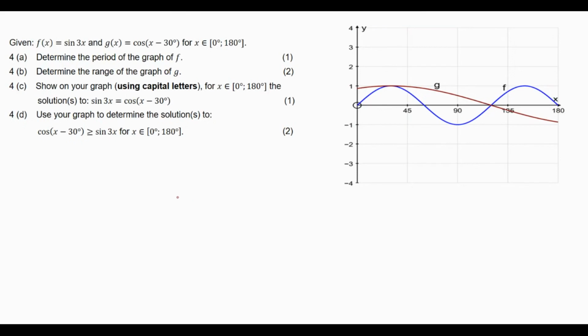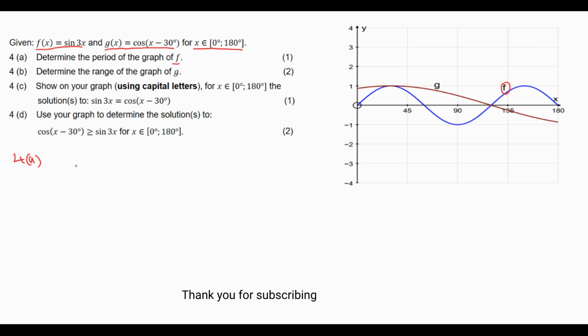Hello, smart mathematicians. Let's do question 4. Given that f of x is equal to sine 3x and g of x is equal to cos(x minus 30 degrees) for this domain, determine the period of the graph of f. So that is 4a. We want to find the period of the graph of f. This is the graph of f.